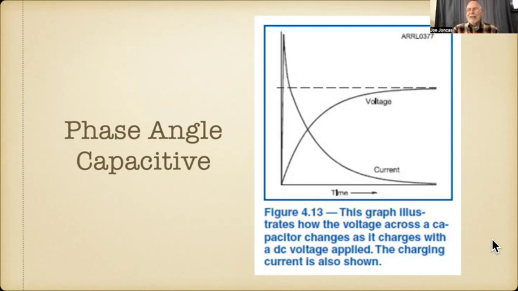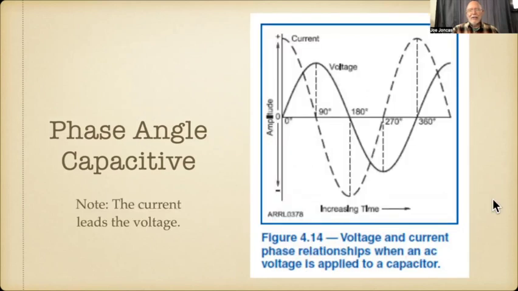Phase angle capacitive. We know that when we apply a voltage, let's just say we apply a DC voltage to a capacitor, immediately the current goes from 0, which is right here, straight up, very, very fast. And as the voltage comes up, the current drops off. As the voltage approaches its full amount, the current drops down till the current reaches almost 0 and the voltage almost reaches its full potential. But that means the current is happening before the voltage.